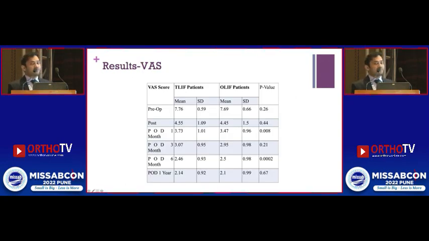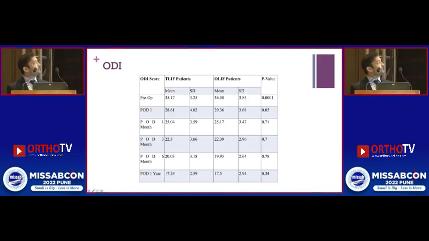While comparing the demographic variables, we didn't find any statistical difference in age, sex, BMI, and related comorbidities. Comparing the functional outcomes in terms of VAS, both the TLIF and OLIF groups have shown statistically significant improvement, without any difference between them at 1 month, 3 months, 6 months, and follow-up after 1 year. Similar results were shown with the ODI scores also.